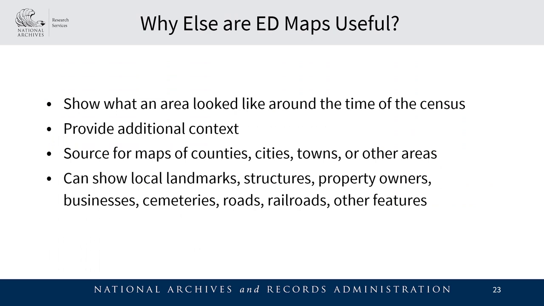Besides showing census information, enumeration district maps can also be useful to researchers for other reasons. The maps provide additional context when conducting research, helping to show what an area was like around the time the census was taken. The maps can show locations of houses, businesses, community buildings, points of interest, and the layout of local roads. They can also show landmarks, railroads, and other major features that may no longer exist in a location.